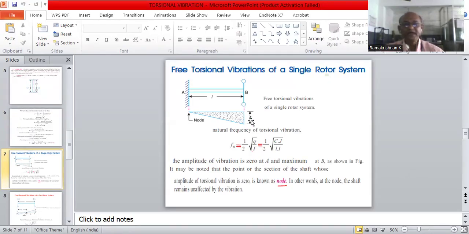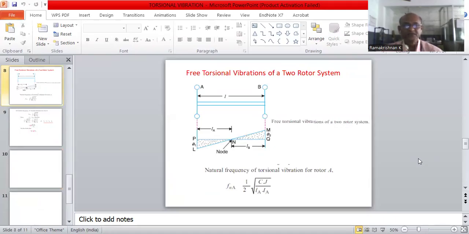Now the maximum amplitude of vibration at the free end, as we know, is A, and at the fixed end, the vibration is 0. Here we have the point called node. Here the amplitude of torsional vibration is 0 at the fixed end. The point is called node. Here the shaft remains unaffected, with no movement due to the vibration. Here the point is called node or nodal point.